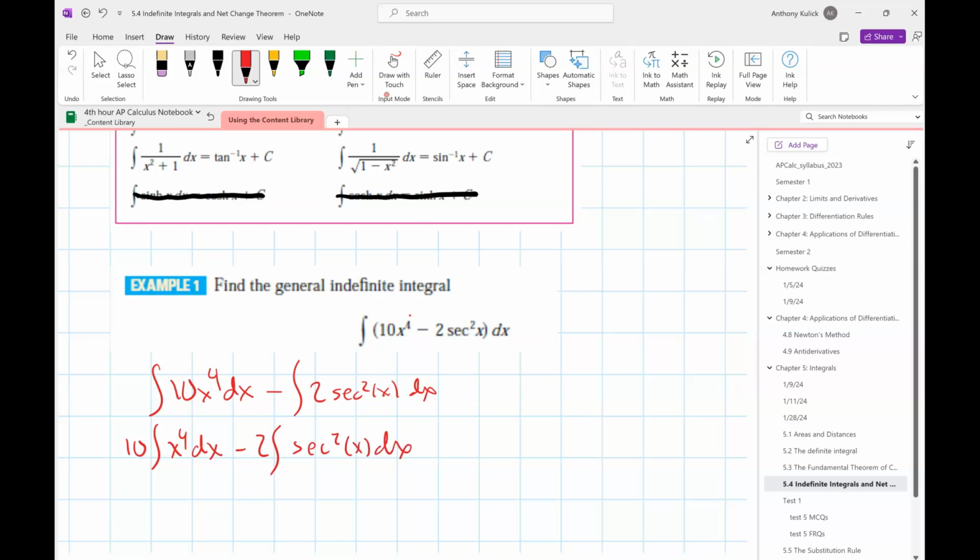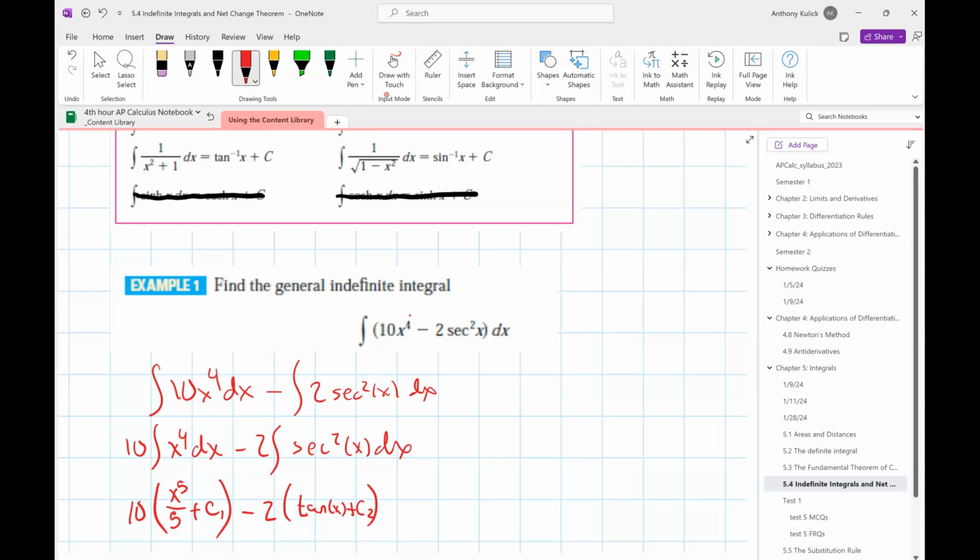Everybody's good with that? And now I'm going to use my antiderivative rules. What's the antiderivative of x to the fourth? And plus c. Okay. And then the antiderivative of secant squared is? Let's call one of these C1. I'll call the other one C2 because they might not necessarily have to be the same number.